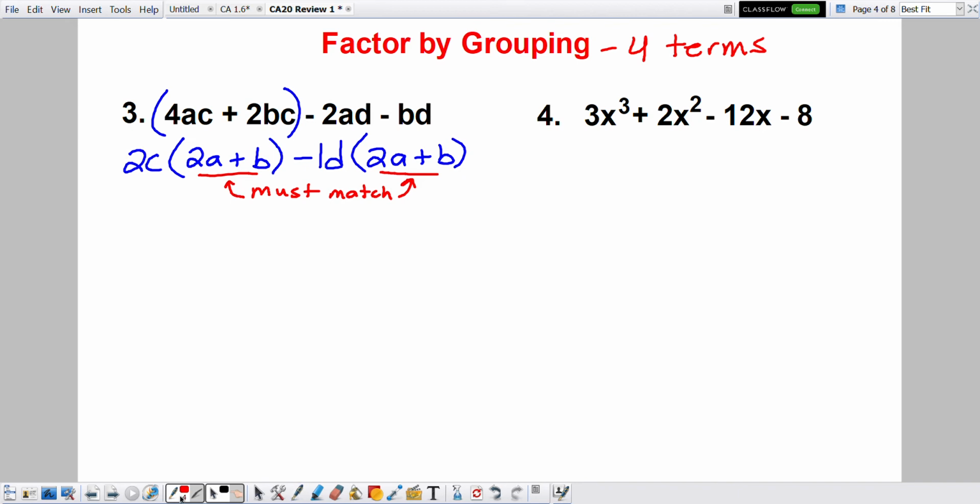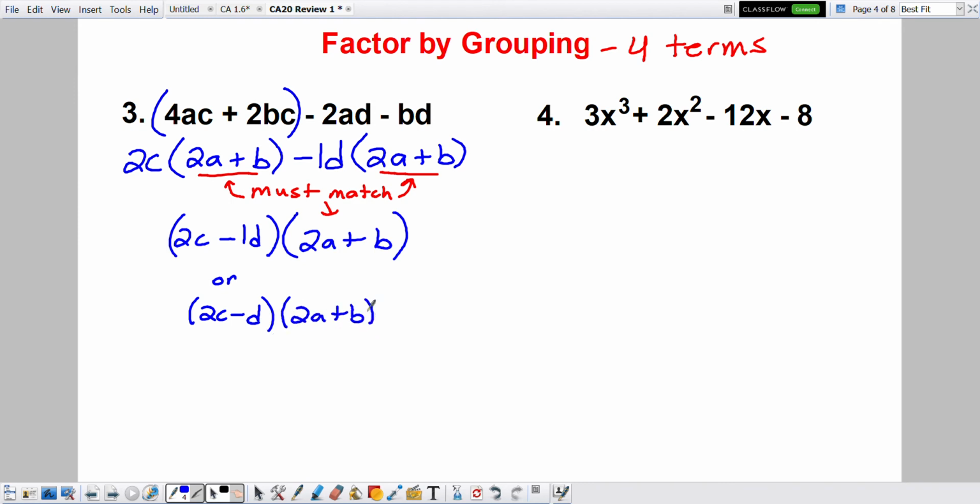But they always will if you're factoring by grouping. So then what I do at the end is I make a parenthesis and another parenthesis to be my answer. The 2 that match are going to get put right here. So 2a plus b. If I were to factor this out from both of these, what I'd be left with is 2c minus 1d. Or you can just say 2c minus d. And that's it. So that's how you factor by grouping.